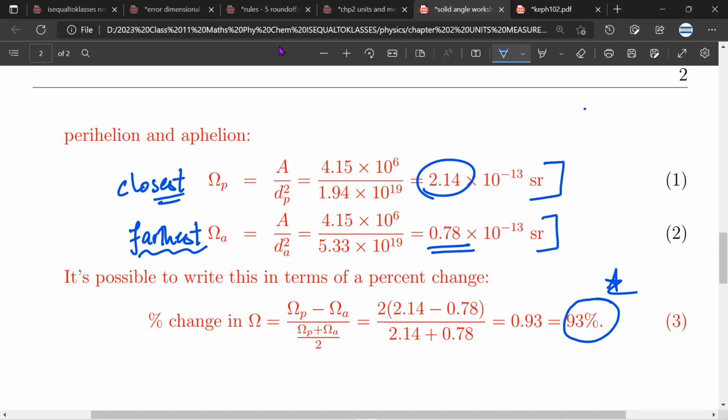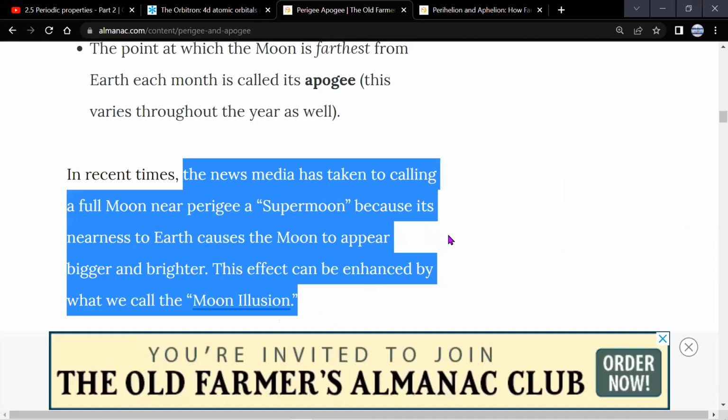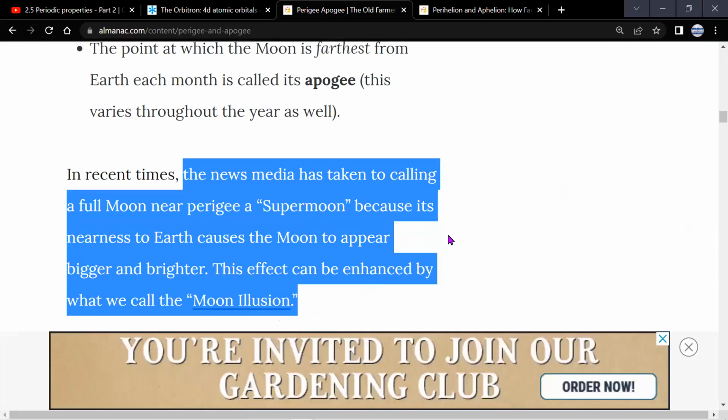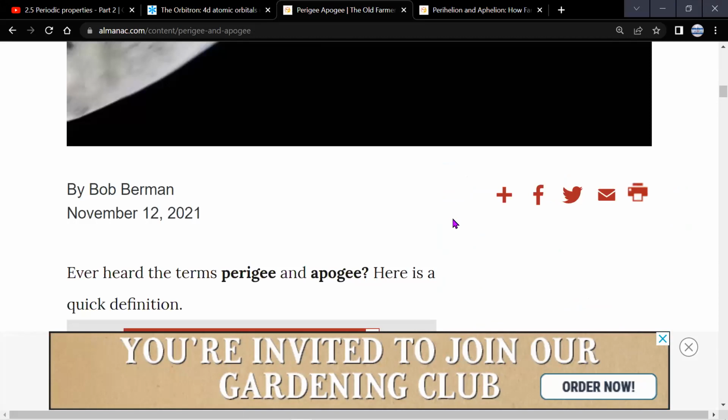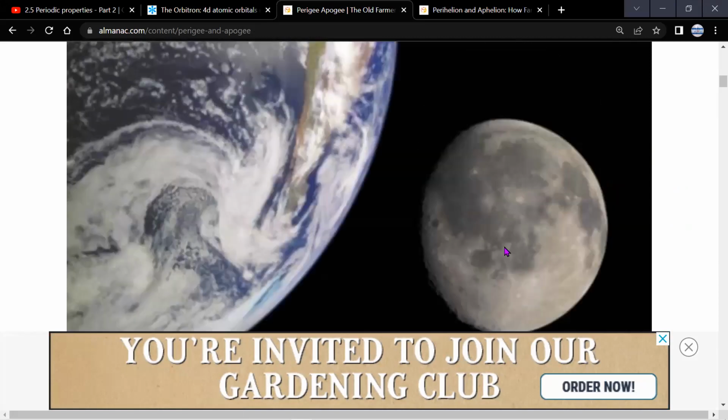Now, why am I discussing this? I'm discussing this because I want to tell you what exactly is a supermoon. This phenomenon of supermoon is that when the moon is farthest from Earth, the angle subtended is small. But when it is closest to Earth, the same angle subtended becomes large. And that is why they have started calling this a supermoon. It seems that the size of the moon has increased, while the size of the moon hasn't increased, it is just that the moon is now closer to us. Are we clear? Yeah.